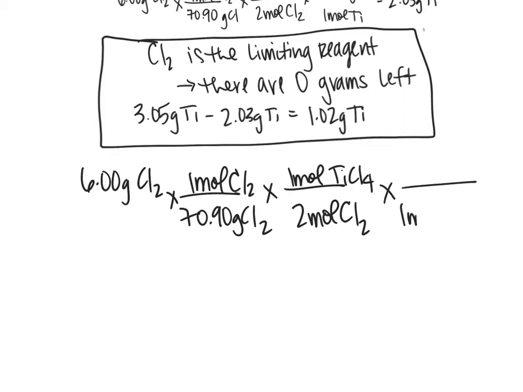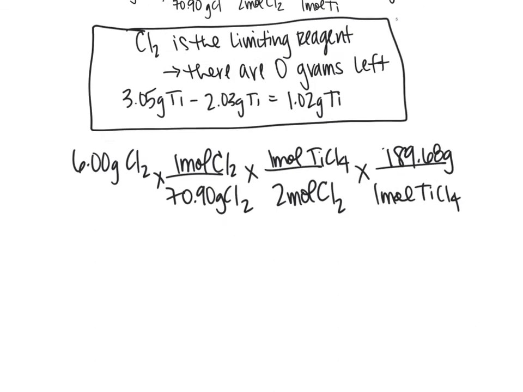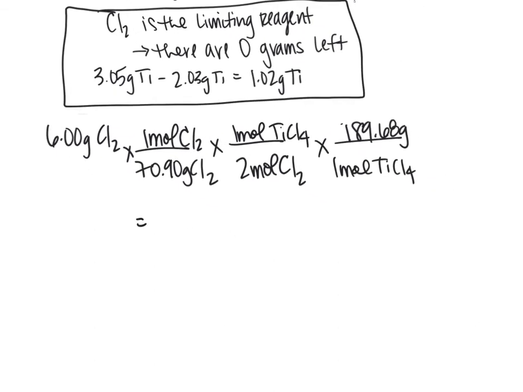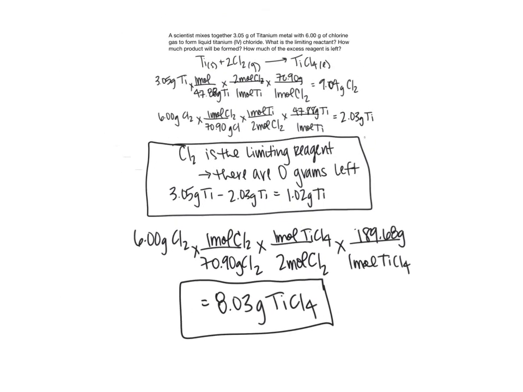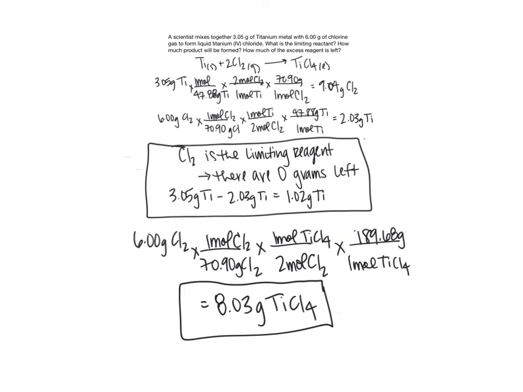And so 1 mole of titanium 4 chloride weighs 189.68 grams. So when we plug this into our calculator, we get that there are 8.03 grams of titanium 4 chloride created. And this is, in fact, the answer to the second question. So chlorine gas is our limiting reagent, and there's 1.02 grams of titanium left over, and it makes 8.03 grams of titanium 4 chloride.